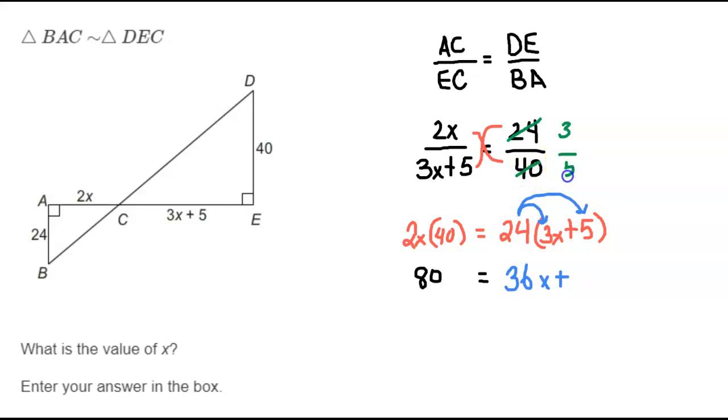So that's what it would look like to simplify before I multiply, because now I can say 2x times 5 is equal to 3 times 3x plus 5. And that gives me just some smaller numbers.